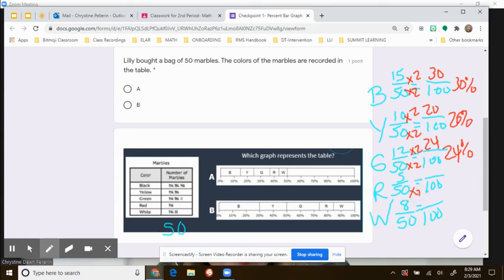50 times 2 is still 100. 5 times 2 is 10, 10%. 50 times 2 is 100. 8 times 2 is 16. That means 16% because we have to make it out of 100.